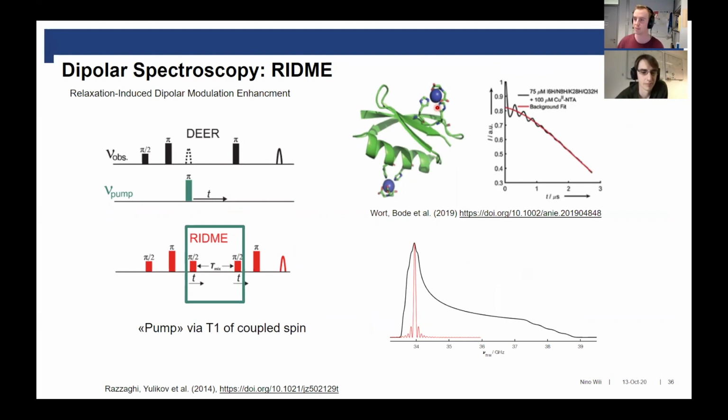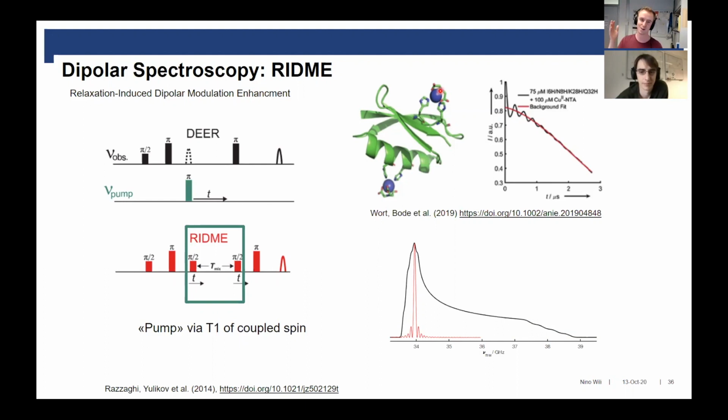But sometimes you might have labels that are just inside your molecule anyway. If you have a paramagnetic ion inside your protein, that might already be chosen for you. And there are some other problems for nitroxides, for example, that they are not reduction stable. So if you want to put them into a cell, they will just be reduced, and you won't have an EPR signal anymore.